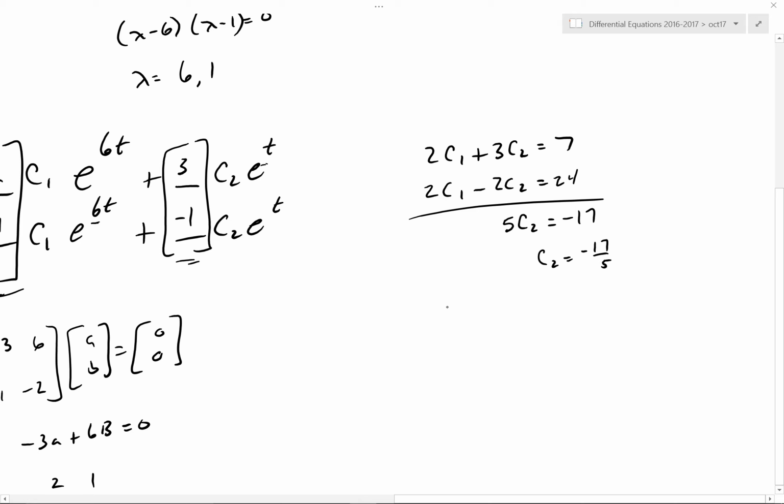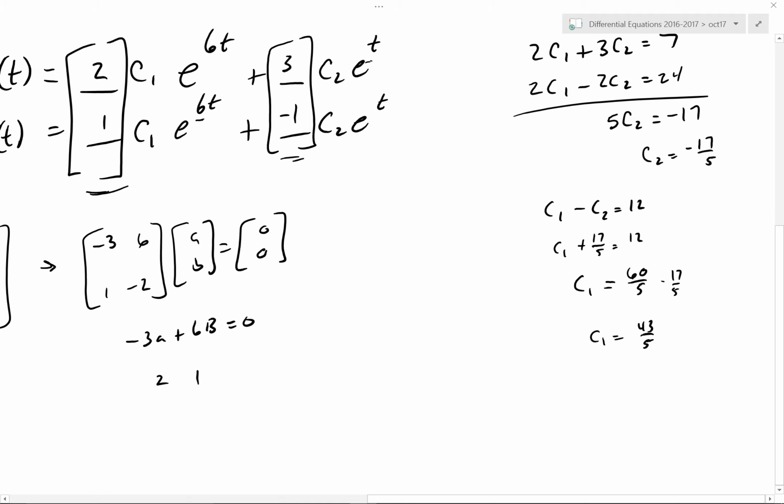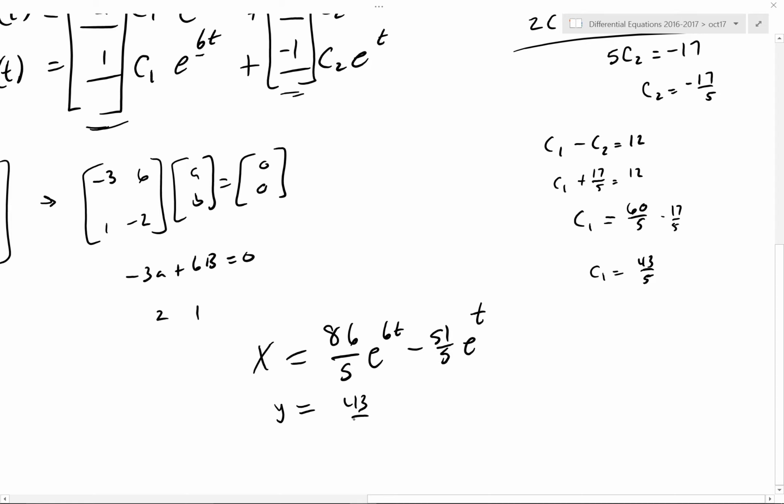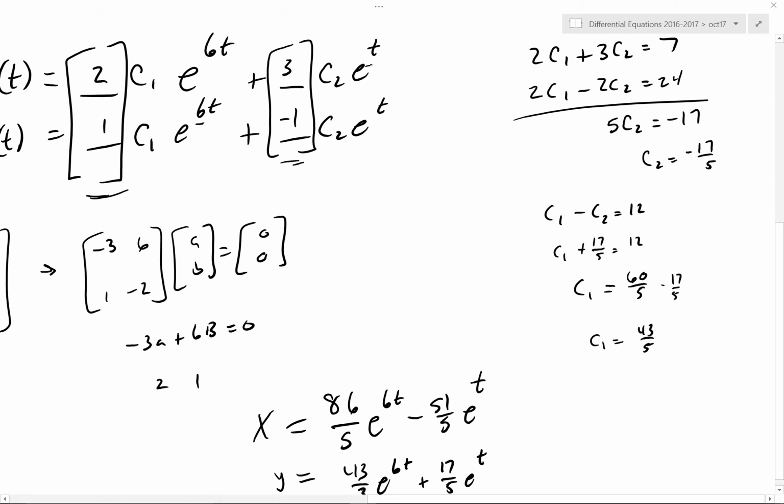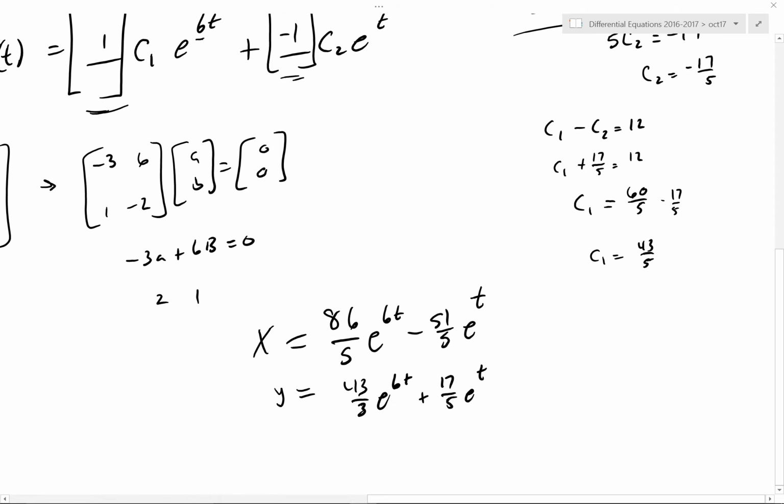And, you know, there's several ways to go. You can put it back into the original function. Well, that's 60 fifths minus 17 fifths, 43 fifths. So my final answer would be 2 times 43 is 86 fifths, e to the 6t, plus, oh, it's actually going to be minus 51 fifths, e to the t, that's x. And y would be 43 fifths, notice again it's half of the top one, and then minus a minus, a plus 17 fifths, e to the t. And that is a 3-to-1 relationship. So, yeah, buddy. And we're home free.